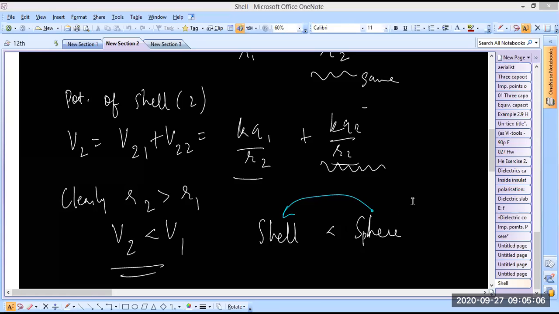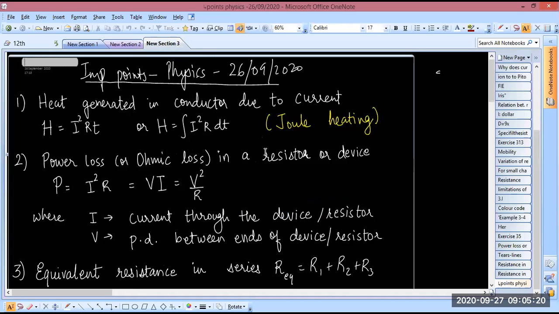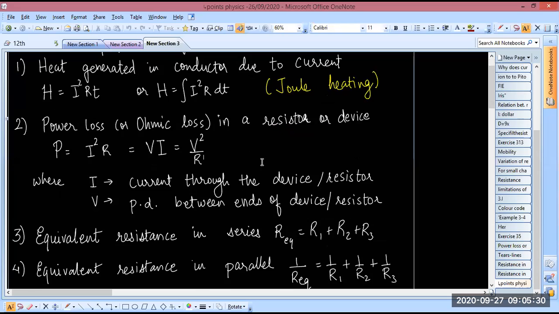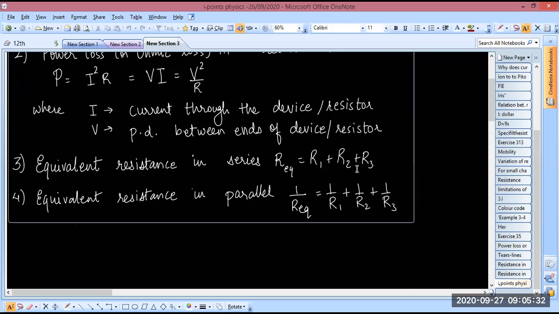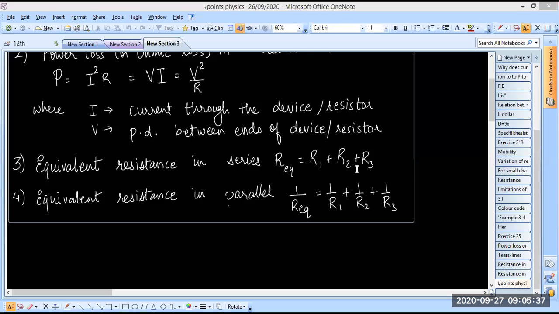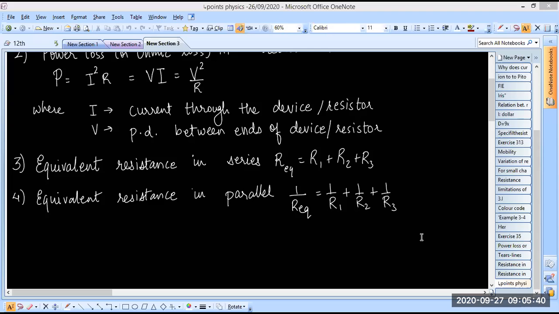Good morning, everyone. So we will now continue with resistances. The last time we derived the formula for Joule heating, and the power loss in a resistor or a device. And then we talked about series parallel combinations of resistors.